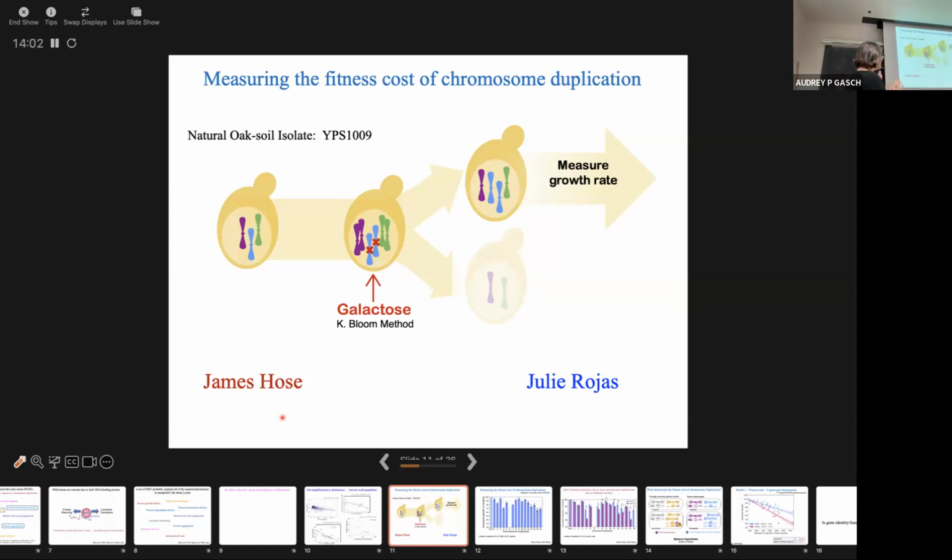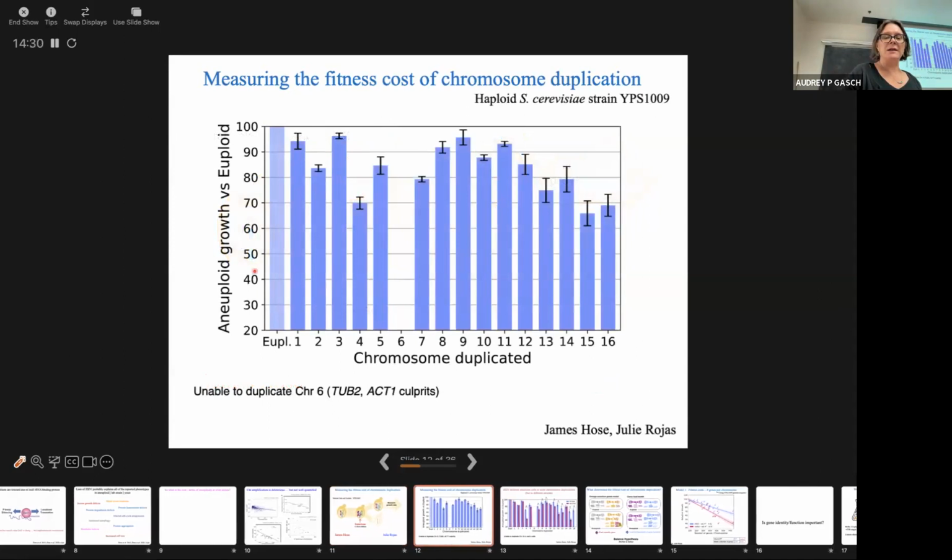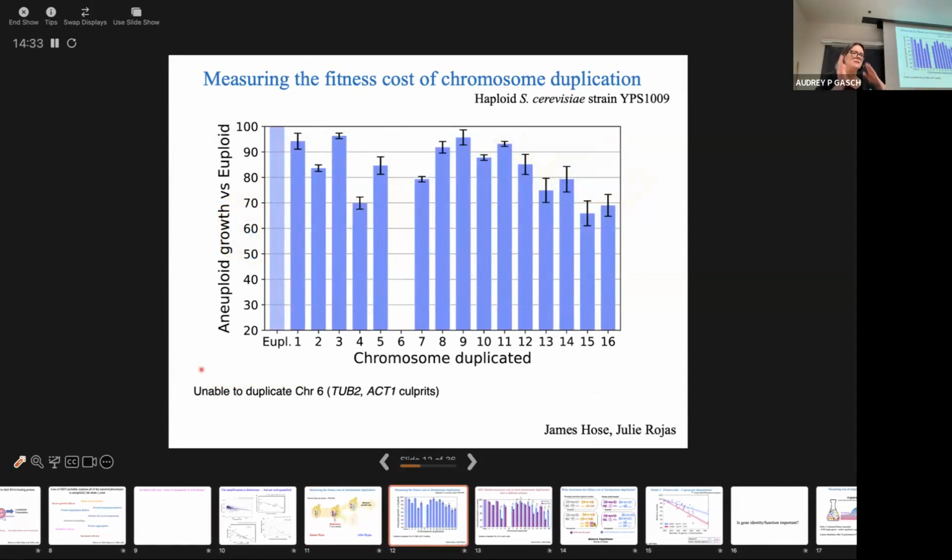So with a lot of sensitive, super careful monitoring and characterization that James has really overseen in the lab, we were able to make a panel of yeast cells. Everything I'm going to talk about in the first part of my talk was done in a strain of S. cerevisiae that was isolated from oak tree soil. So it's a particular wild strain. We have a panel of individual strains that are all isogenic, meaning their genome should be the same, but they've duplicated each chromosome one at a time. And James and Julie measured very sensitively the growth rate of these different strains and compared each of the aneuploids to the euploid with a normal karyotype.